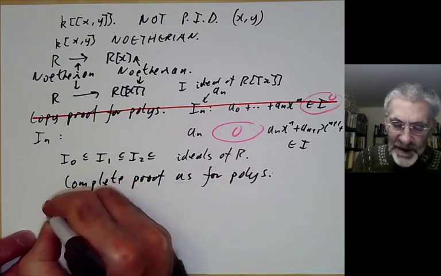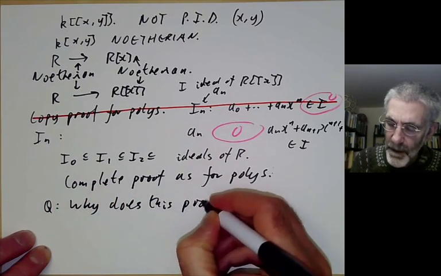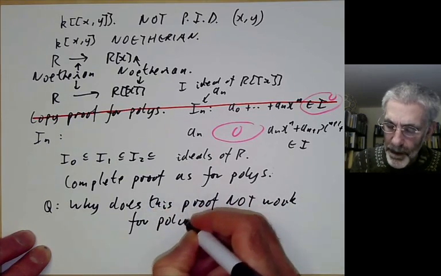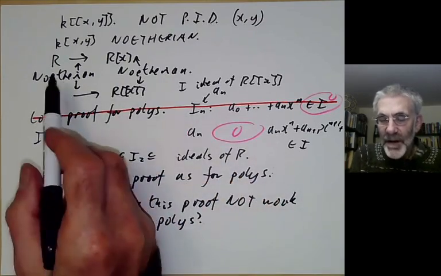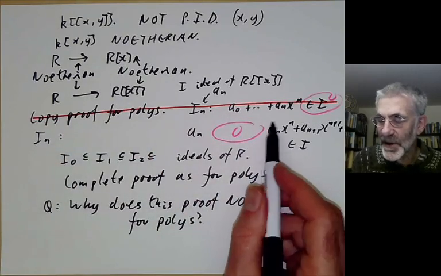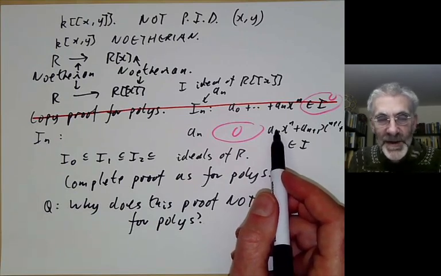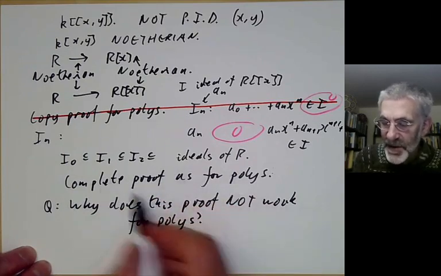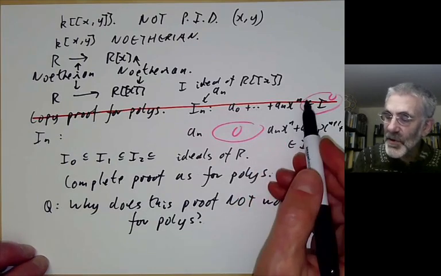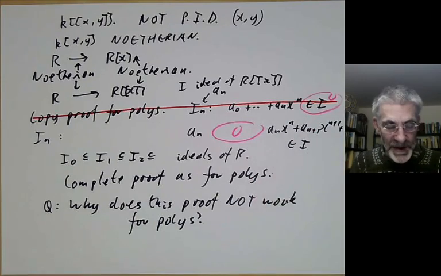So let's leave this as a question. Why does this proof not work for polynomials? If you try to prove that R Noetherian implies R[x] Noetherian for polynomials and try to use the lowest degree terms like here, you'll find that the proof doesn't actually work. There's a special property of power series you need to use in order to complete this proof. So for proving Noetherianness of polynomial rings, you have to use the highest coefficients, and for power series rings, you need to use lowest coefficients.